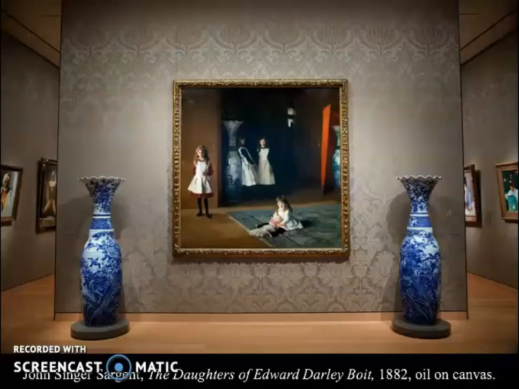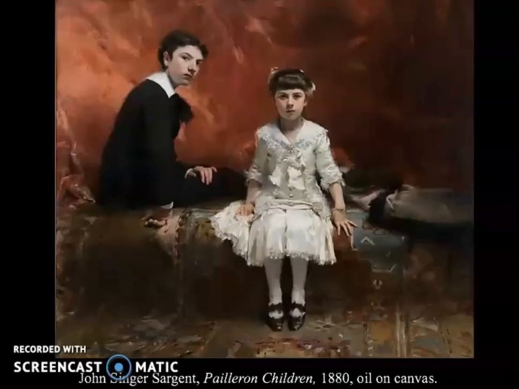What's great is that Edward Darley Boit ended up donating the 2 vases that were painted in this painting to the same museum that the painting's in. So you're able to sort of see the arrangement and the way that he would have depicted it and seen it in reality. So it gives you some sort of context to the image.